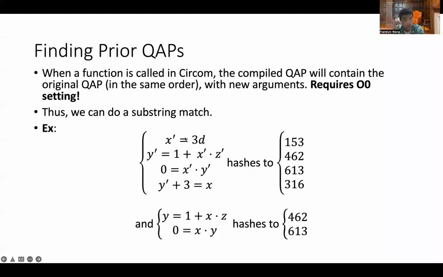So maybe you have your QAP, which looks like this. This is your input: x prime equals 3 times d, y prime equals 1 plus x prime times z prime, and 0 equals x prime times y prime, and y prime plus 3 equals x. Now you hash each equation, and you might get, I don't know, 153, 462, 613, 316. Then you look at your QAP that you trust, which is this QAP I mentioned earlier, and it hashes to 462 and 613. So you see there's a substring match here, right? This 462, 613 matches this 462, 613. So you can just replace this with y prime equals is 0 of x prime.